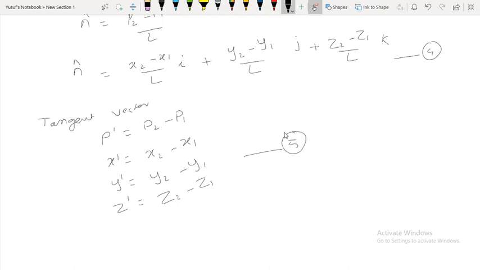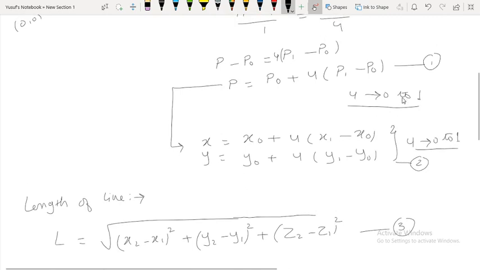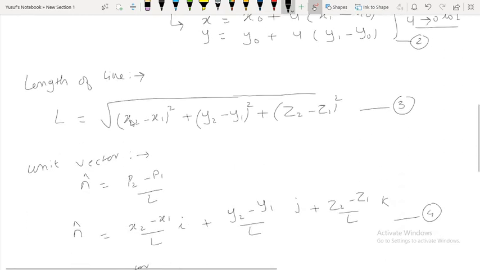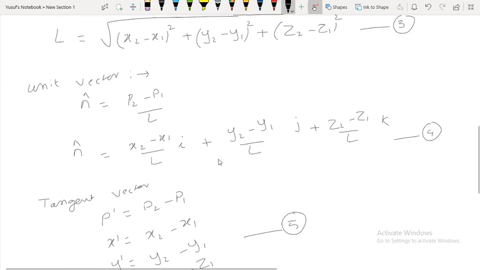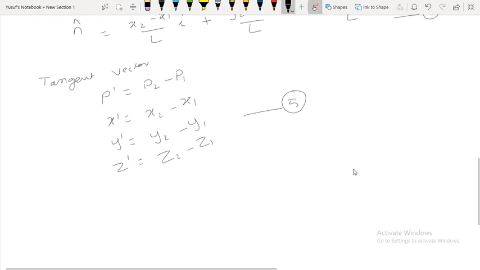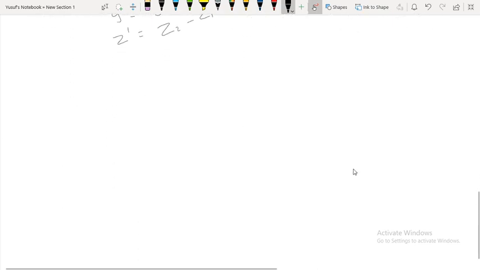These are the 5 equations you are going to use. The first and second equations are to calculate the pixels on the line by varying the parameter from 0 to 1. Then the length of the line by using this formula, and the unit vector you can calculate in ijk terms by using this formula, and the last formula is the tangent vector.